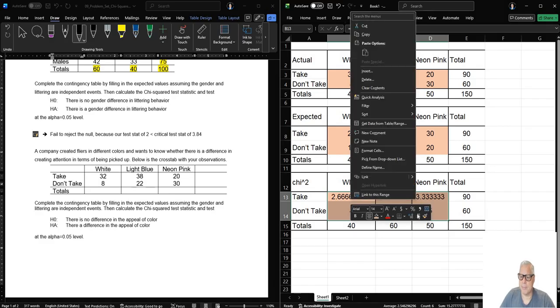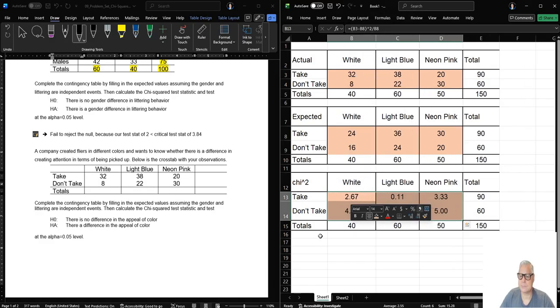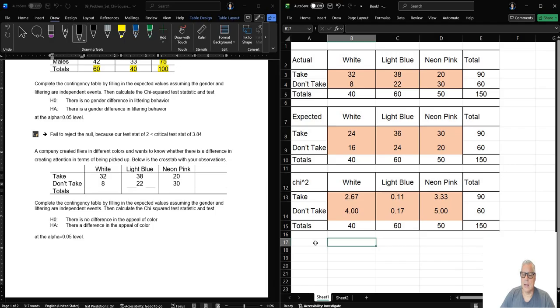And then I have many decimals here. So now we have again our test statistic, which is again the sum of all those squared deviations over the expected value.